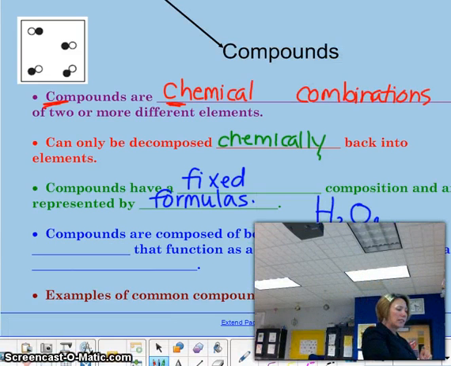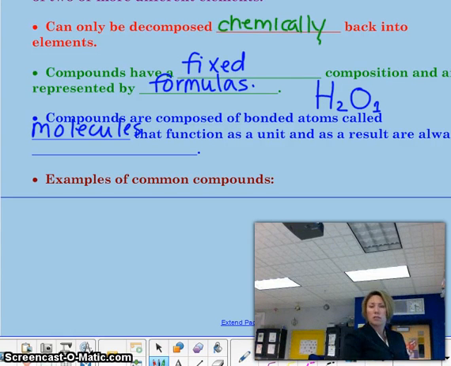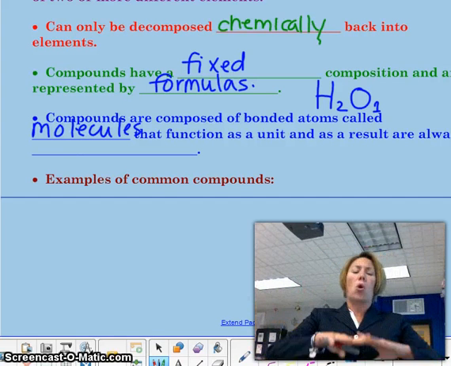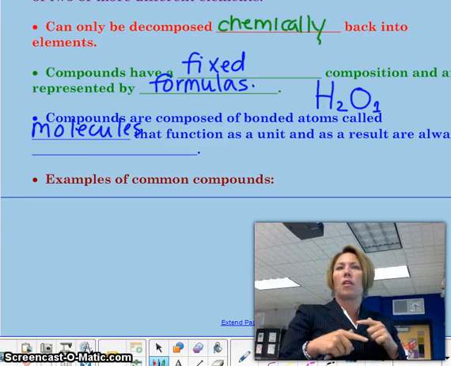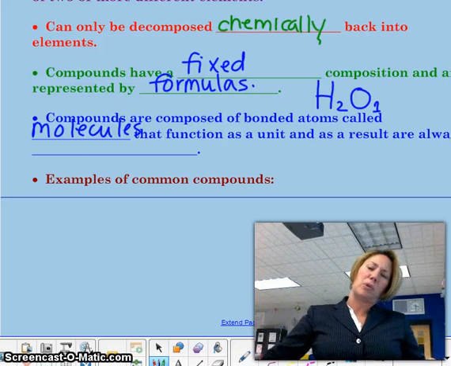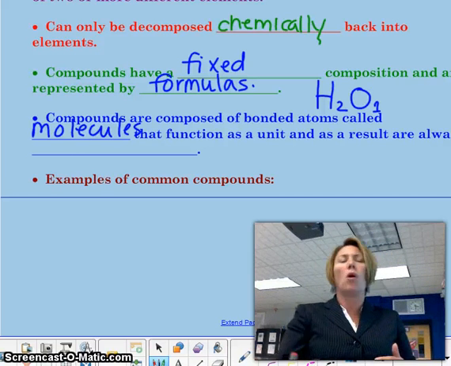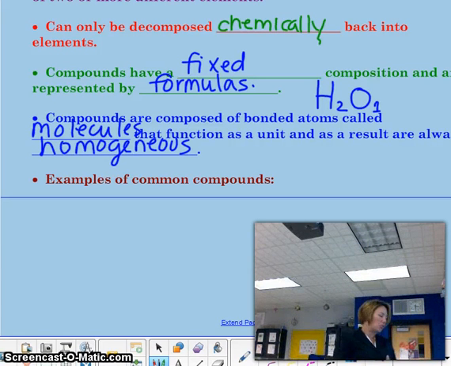They're composed of bonded atoms that are called molecules, and they function as a unit. And as a result, even though water is made of hydrogen and oxygen, they act together as a whole new thing, and they're known as a molecule, and they're made of only one type of molecule. So even though there's hydrogen and oxygen, they don't behave separately. They behave as only one unit. So all water is made only of one type of molecule, which is water molecules. So they're always homogeneous.